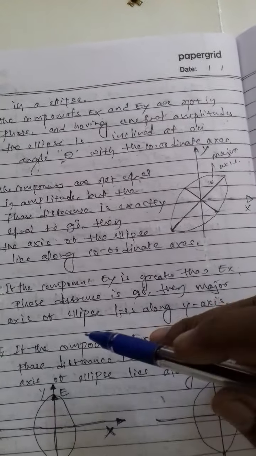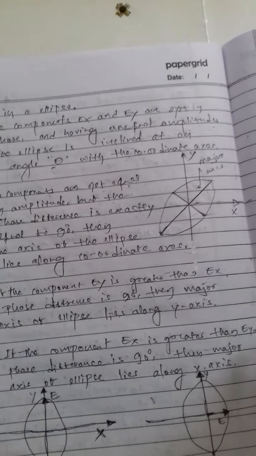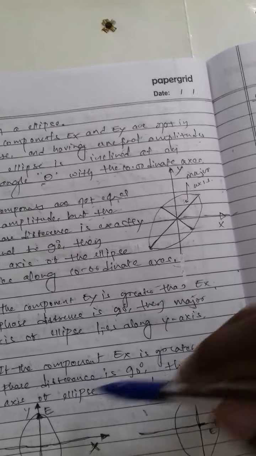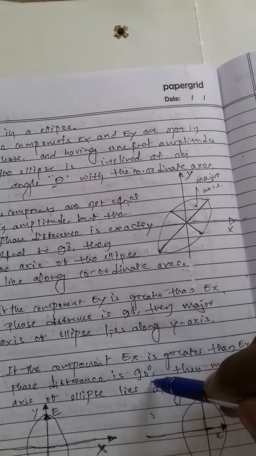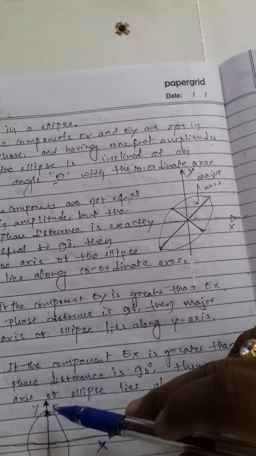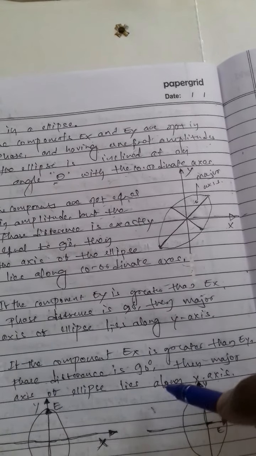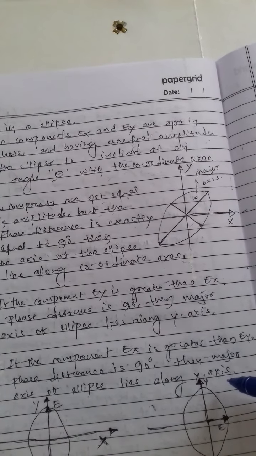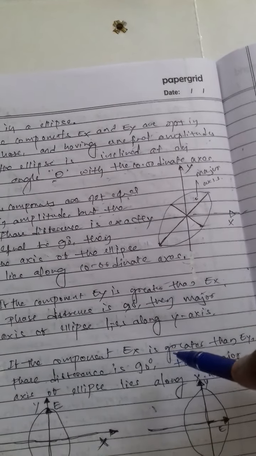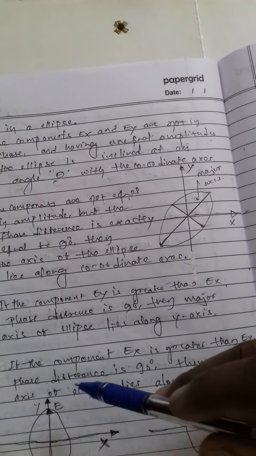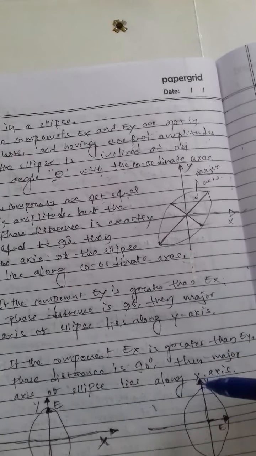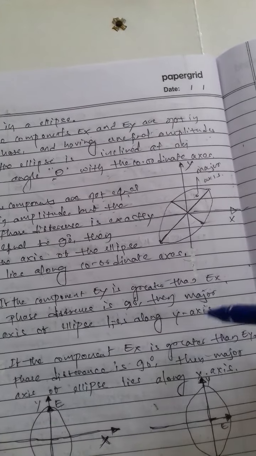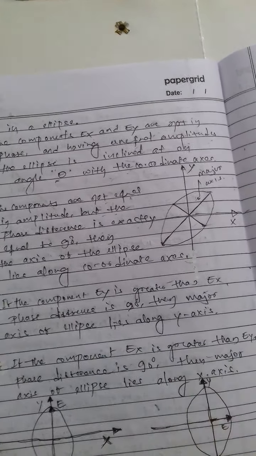So if the component Ex is greater than Ey and the phase difference is exactly equal to 90 degrees, then the major axis of the ellipse lies along the x-axis. If the component Ey is greater than Ex, then the major axis of the ellipse lies along the y-axis.